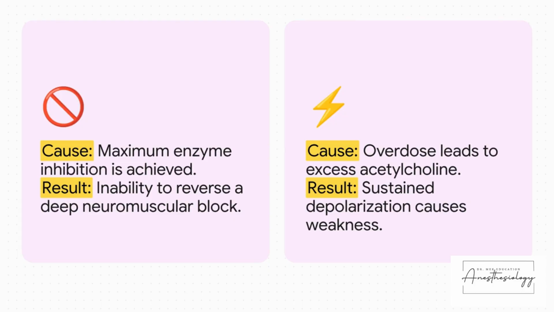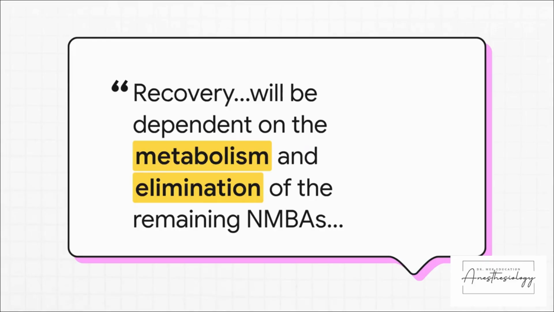On the other side, you have paradoxical paralysis. This is actually caused by an overdose of neostigmine. You get so much excess acetylcholine that it causes a sustained depolarization at the motor end plate, and the result, counterintuitively, is more weakness. And this quote from the source material really drives the point home. If you hit that ceiling effect while trying to reverse a deep block, you're done. Your only option for recovery is to wait for the patient's body to metabolize and eliminate the blocking agent on its own. You're now relying entirely on spontaneous recovery.